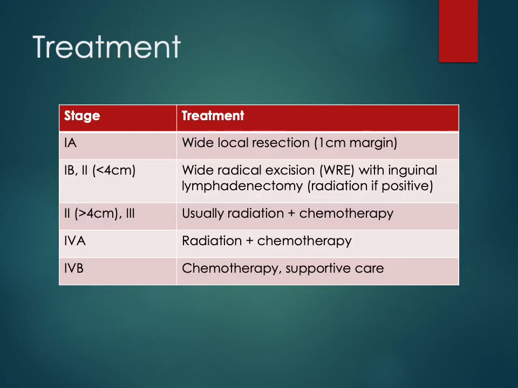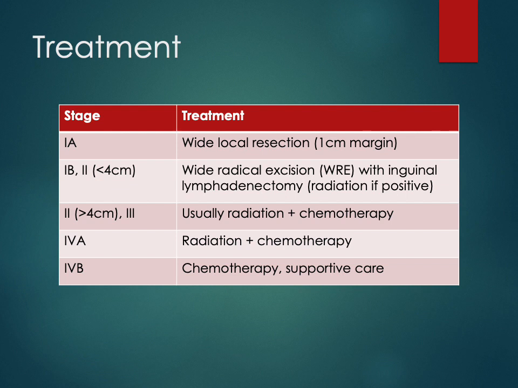Treatment depends on the stage. So if it's less than a millimeter of invasion, it's a 1A lesion. You can just treat with a wide local excision with a 1 centimeter margin. For a deeper invasive disease that's less than 4 centimeters, a wide radical excision with inguinal lymphadenectomy is appropriate. For larger lesions, so larger than 4 centimeters, usually radiation and chemotherapy.